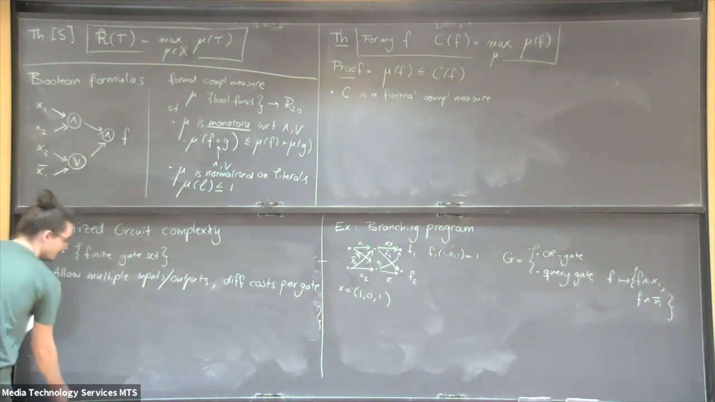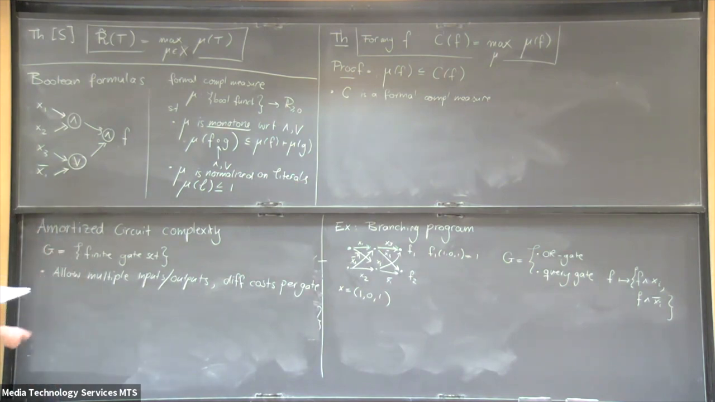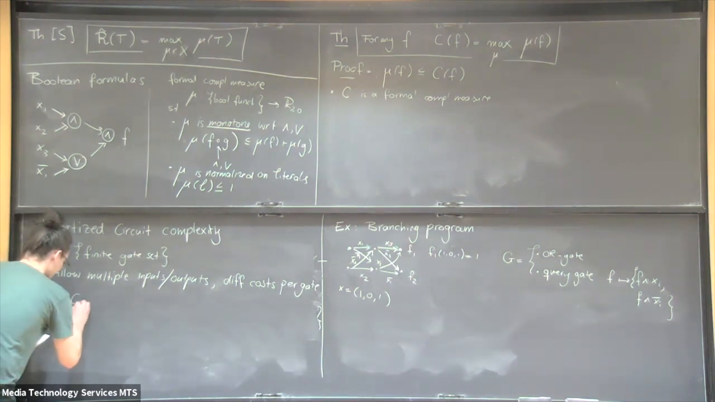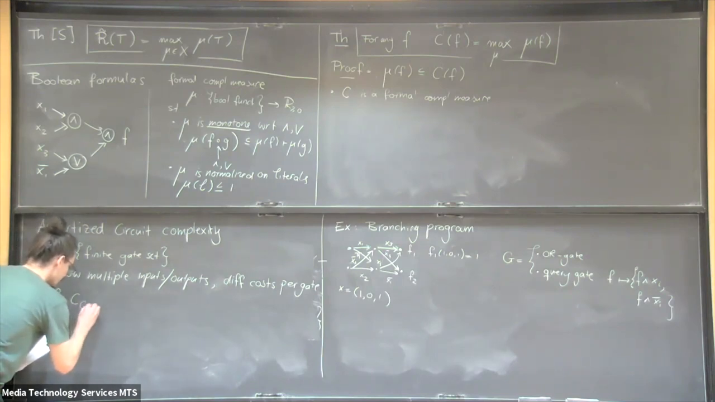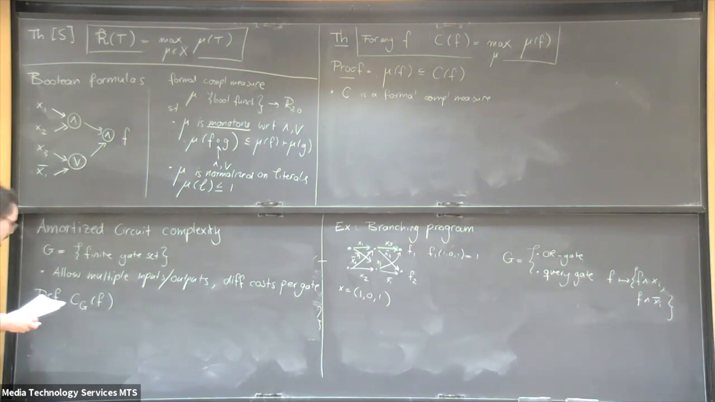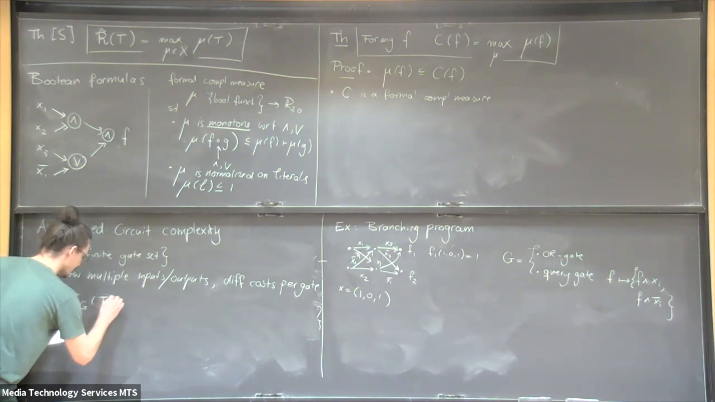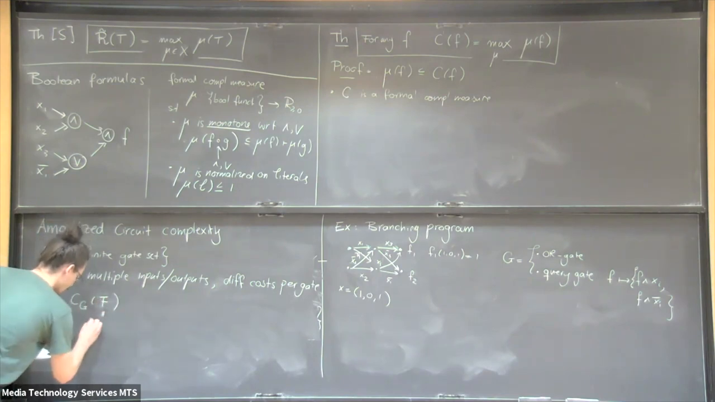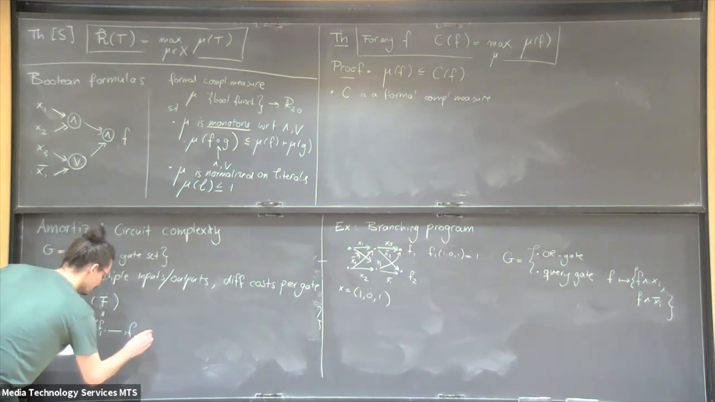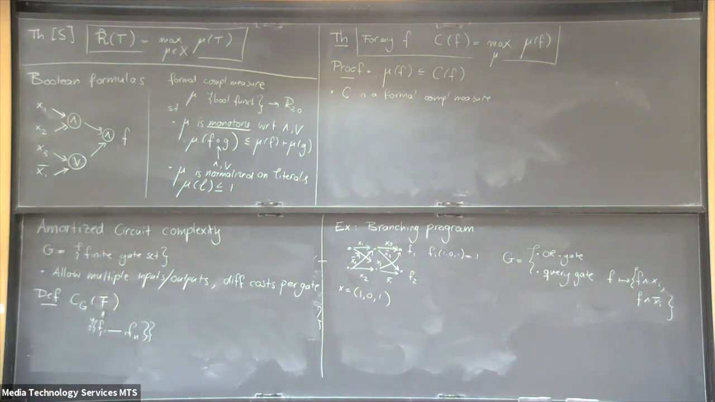Now, if we have any such finite gate set, we can define the complexity relative to this finite gate set G of any Boolean function f. One or many? Let's do many. So let's say we have a set or a multiset F. It has a bunch of Boolean functions. It's a collection of Boolean functions.